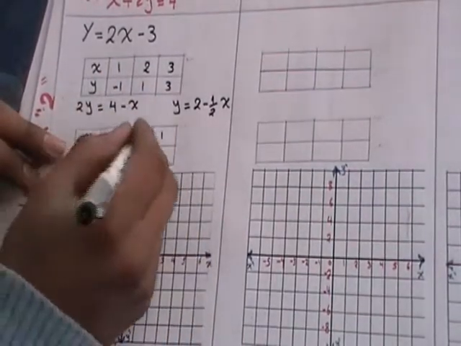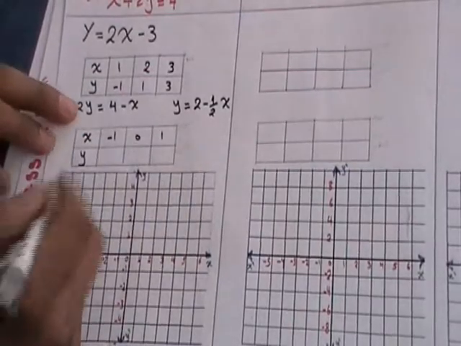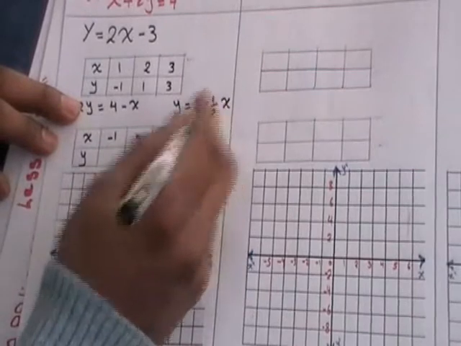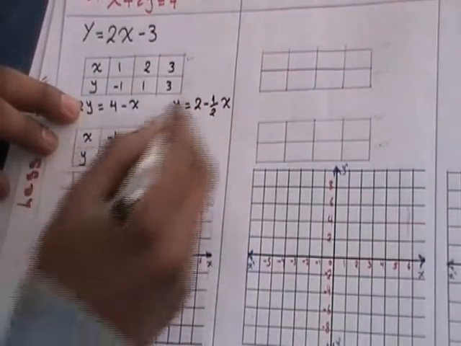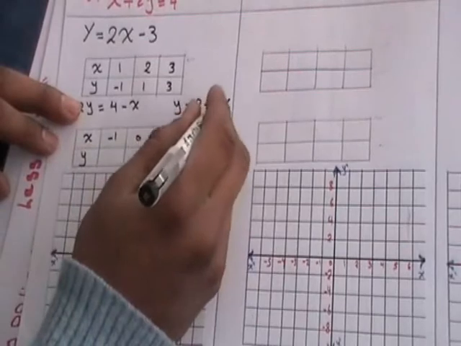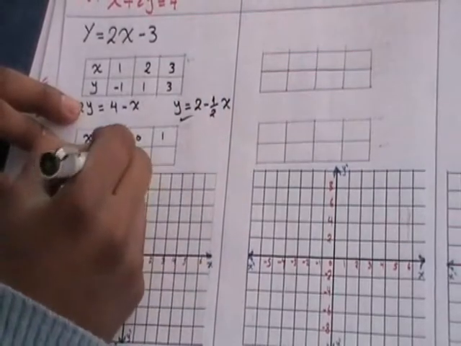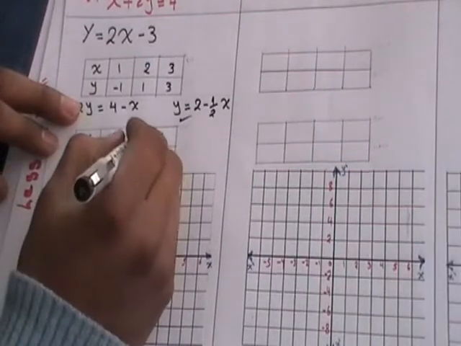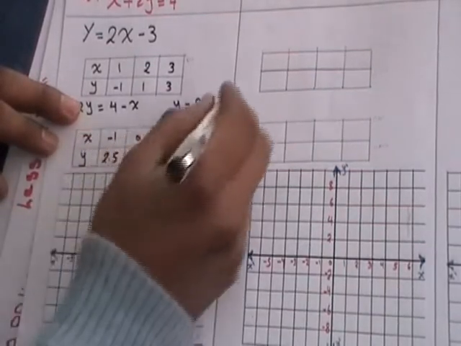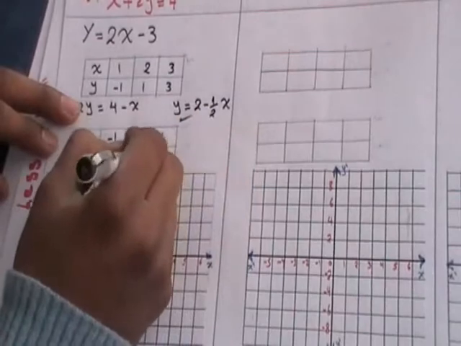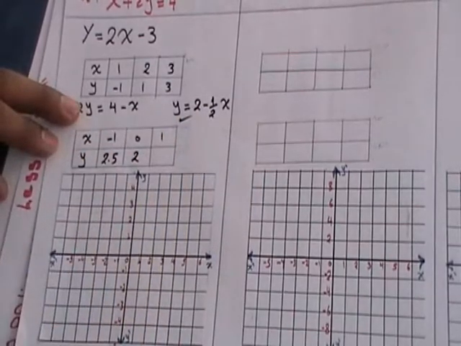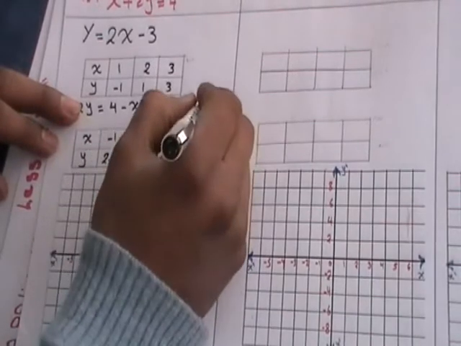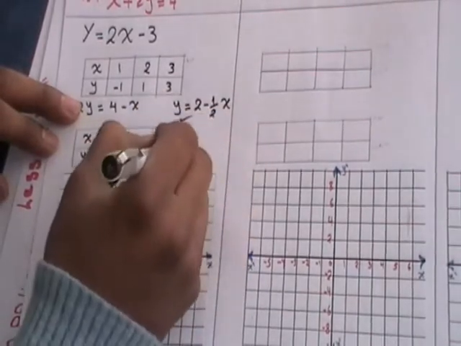Here I have negative 1, 0 and 1. Substitute in the equation. This is the equation: y equals 2 minus half x. When x takes negative 1, it will be 2 minus half times negative 1. It will be 2.5, or 5 over 2. After that, when x equals 0, this term will go and the value of y will be 2. After that, when x takes 1, you will have 2 minus half, it will be 1.5.